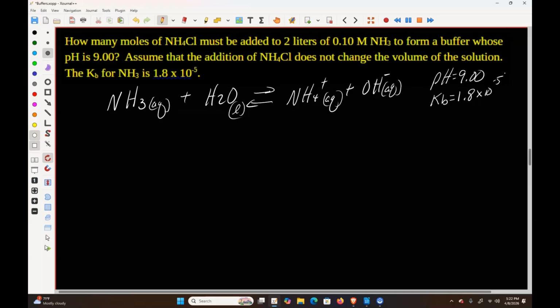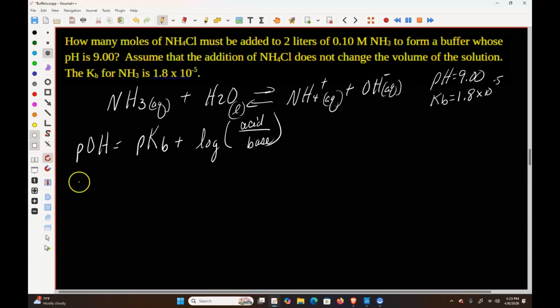All right, I'm working with bases this time. So for my Henderson-Hasselbalch for a base, I'm going to use pOH equals pKb plus the log of the conjugate acid over the base. So you can see it's slightly different. All right, so some things that we need to know.